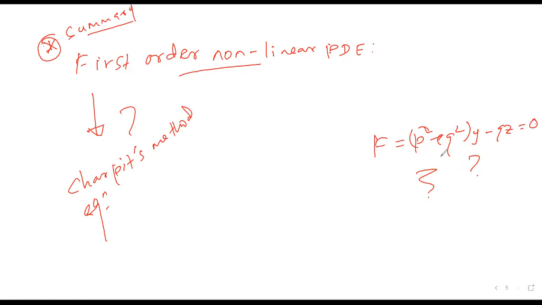Did I finish this question? Can you check your answers? Did you all get the answer? So what will be the final answer for this one? I think this is the question I gave you. (p squared plus q squared)y minus qz is equal to 0. So did you get the final answer?